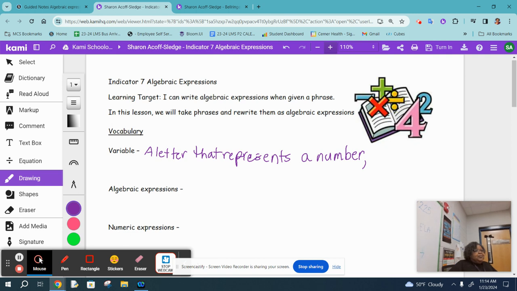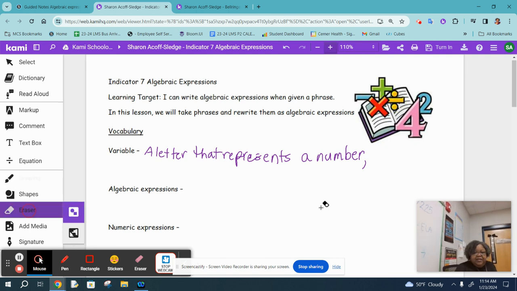A letter that represents a number. Okay, that should be a period instead of a comma.